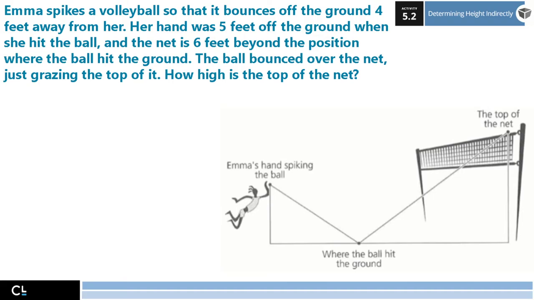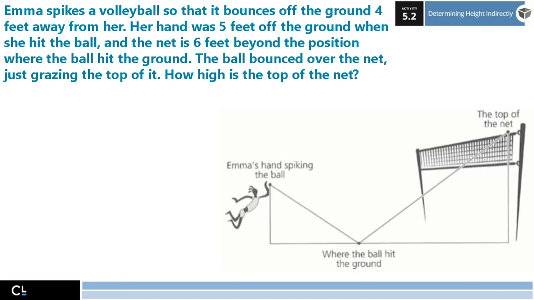Next up, it says Emma spikes a volleyball, so it bounces off the ground 4 feet away from her. Her hand was 5 feet off the ground to hit the ball. The net is 6 feet beyond the position where the ball hit the ground. The ball bounced over the net, just grazing the top of it. How high was the net?